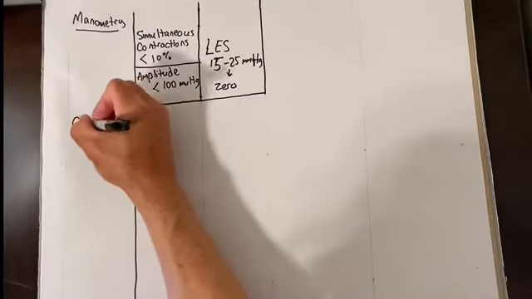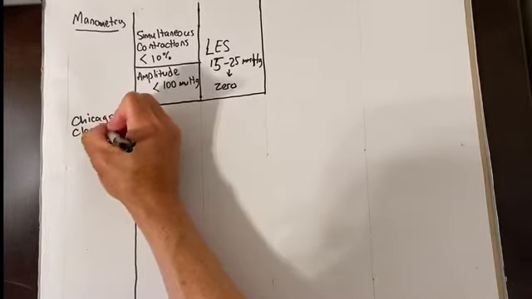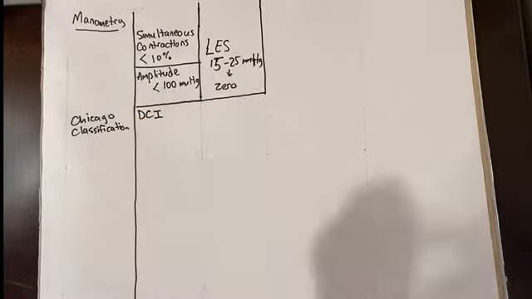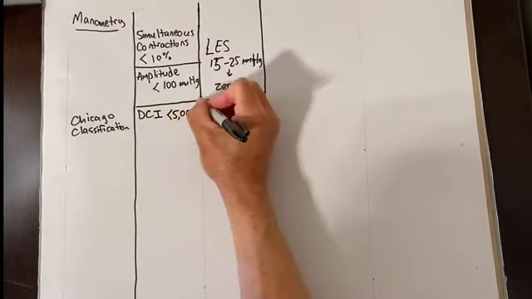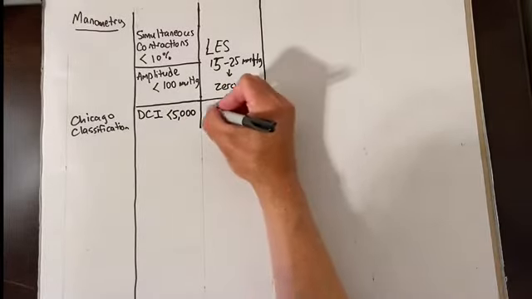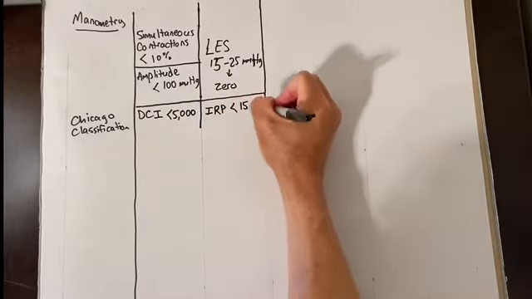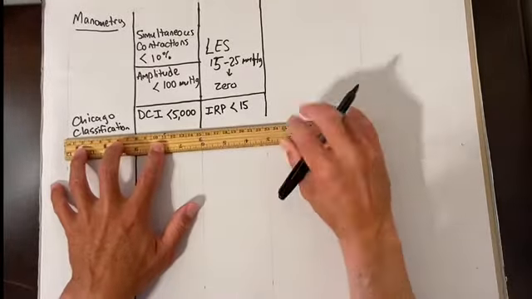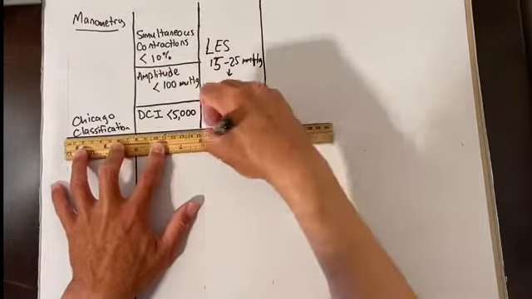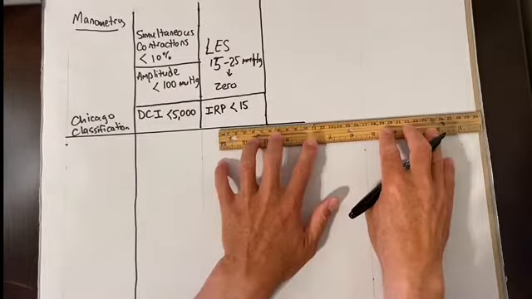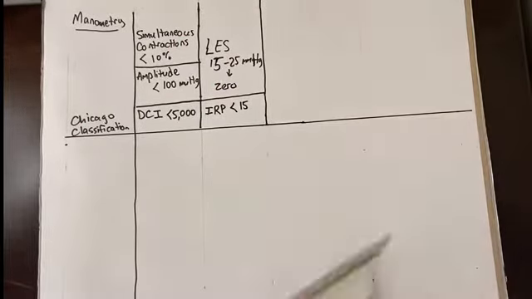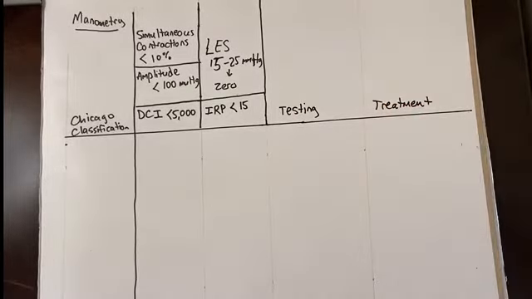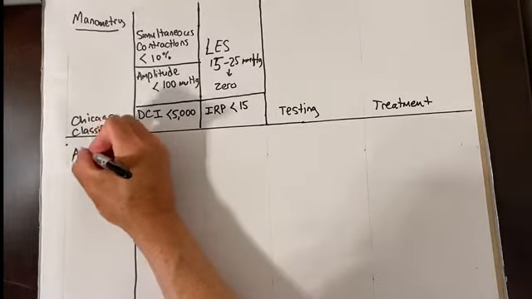Well, they had to go and make this even more complicated with something called the Chicago classification, which changes these numbers and terms. The measure for contraction strength is called the distal contractile integral, or DCI, and a number of less than 5,000 is normal. And the measurement for how the lower esophageal sphincter relaxes is called the integrated relaxation pressure, or IRP, with less than 15 being normal. The most common dysmotility disorder on tests is achalasia.